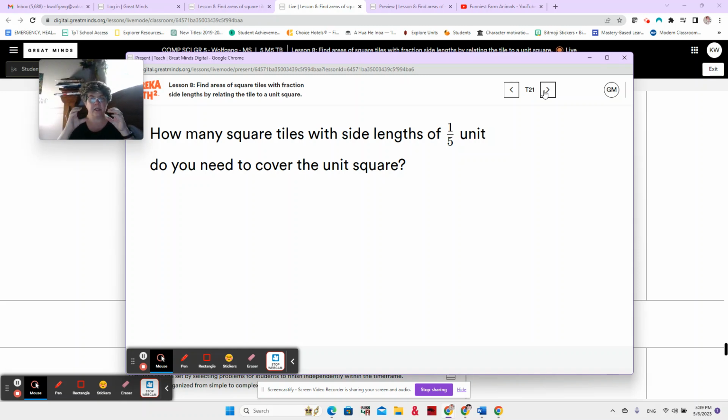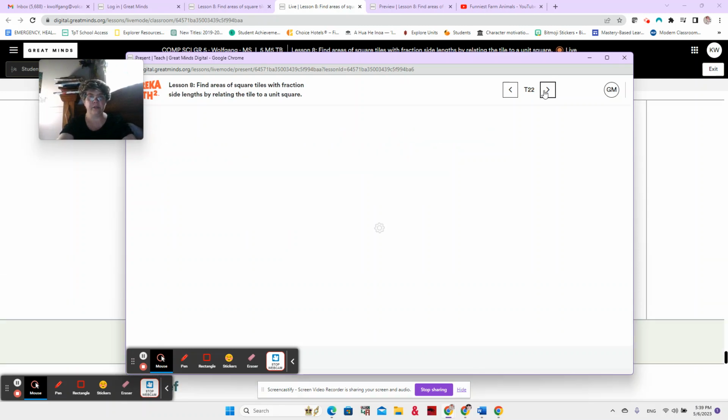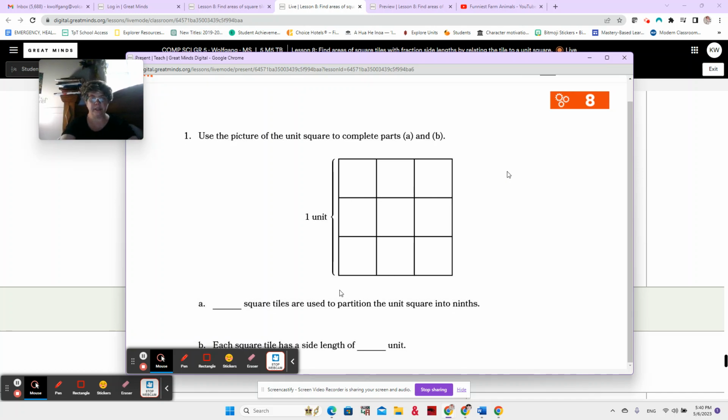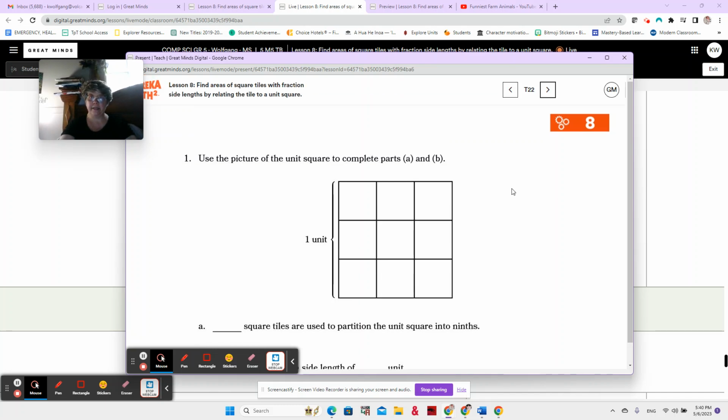Okay, so in lesson 8, you are finding areas of square tiles with fraction side lengths, right? We're talking about unit squares. We're talking about fractional tiles that fit on those unit squares. And when you do your practice work, you're going to be doing the same sort of thing. Use the picture of the unit square. How many square tiles are used to break it into ninths? Each square has a side length of, so what would be the side length here? A lot in the lesson, I gave you the side length, but now they're telling you it's broken into ninths. So what is the side length? And you can look right here to see how many fit there, right?